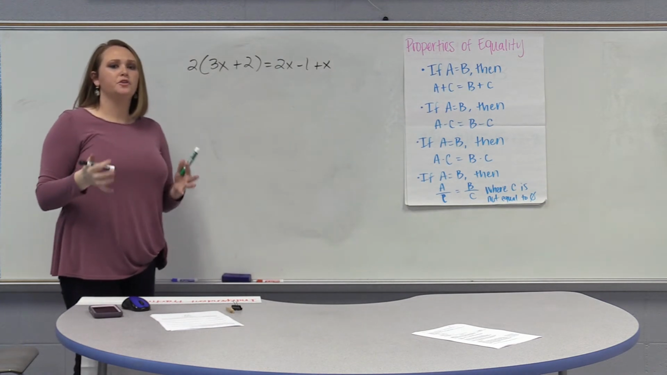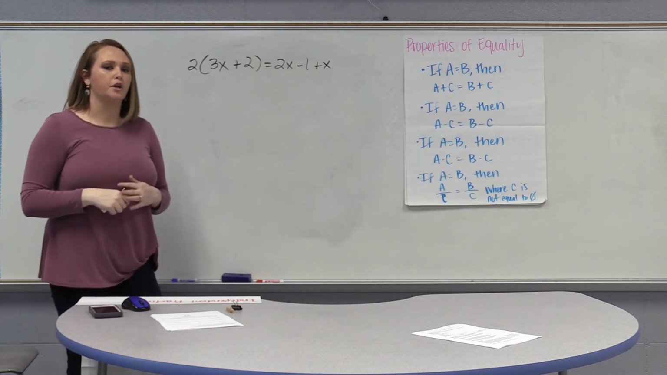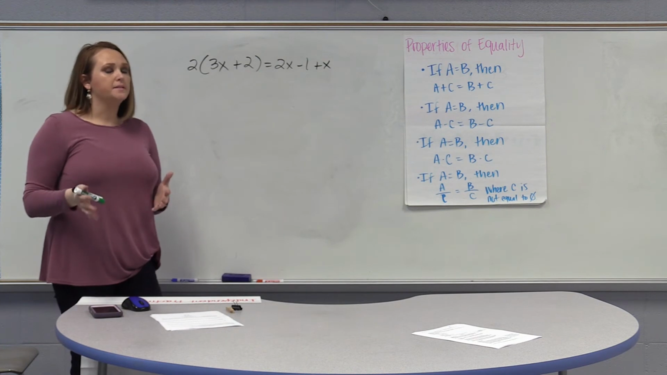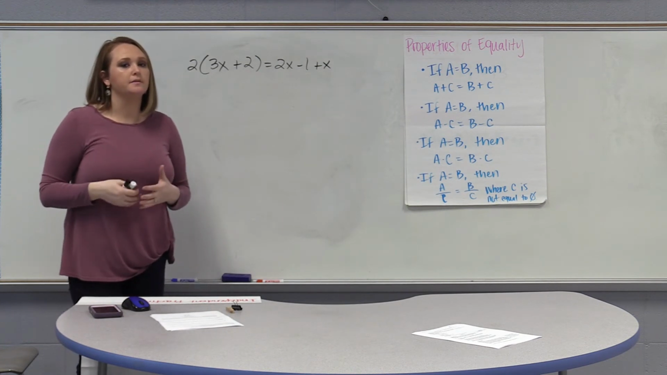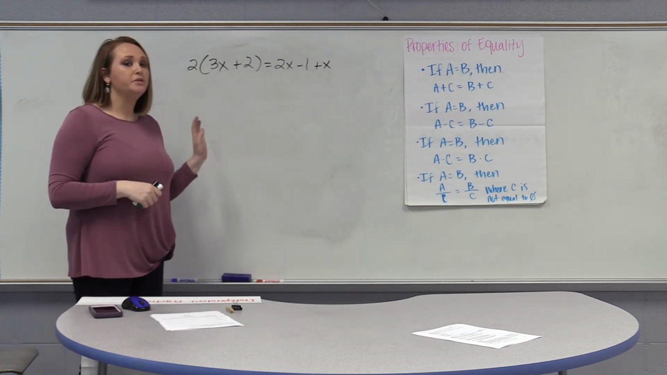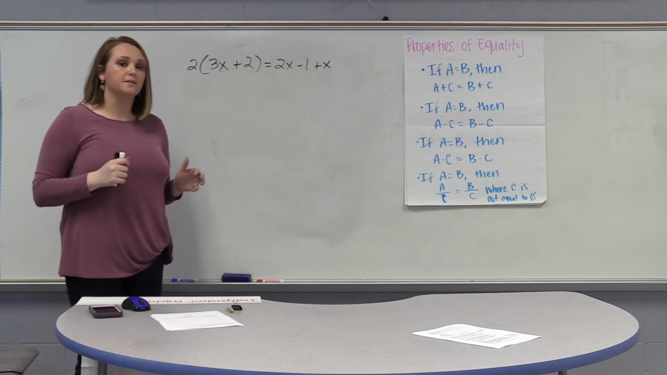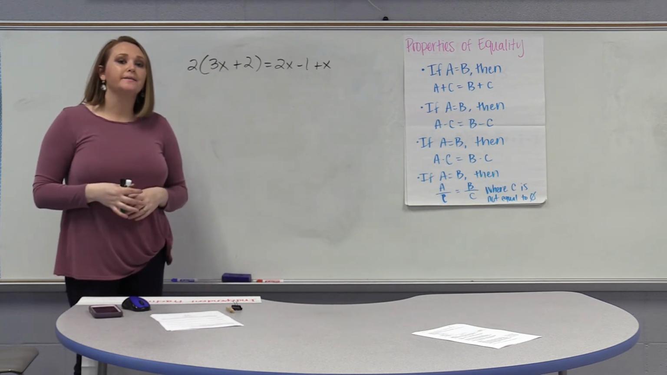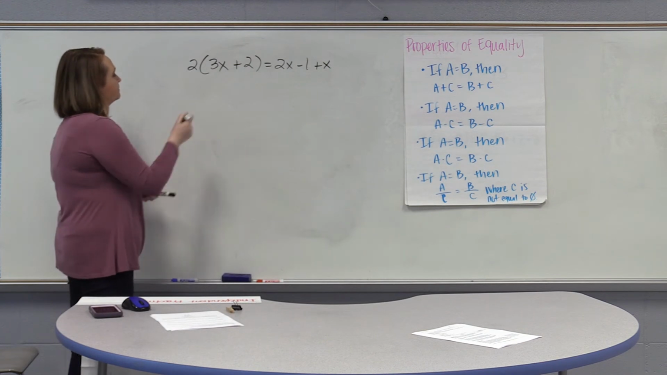State the property that justifies your first step and why you chose it. Both sides of the equation can be rewritten using the distributive property. I have to use it on the left side to expand the expression. I have to use it on the right side to collect like terms.